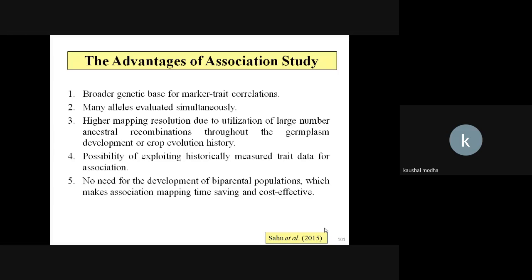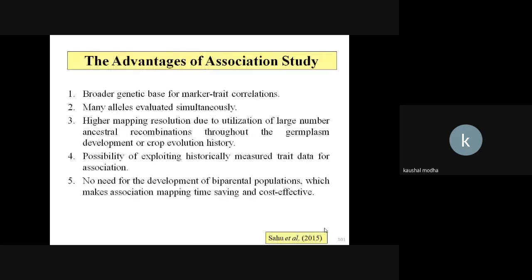The mapping resolution is high, as I told you. We consider many recombination events. We can also exploit historically measured phenotypic data. Suppose you have one germplasm panel, and in 2004 or 2005 or 2015, you measured a particular trait, and you have maintained those germplasm lines. You can genotype those lines and associate the marker data with the historically measured phenotypic trait values. That is also possible with association mapping. And there is no need to develop a mapping population, so that reduces the cost and saves time.